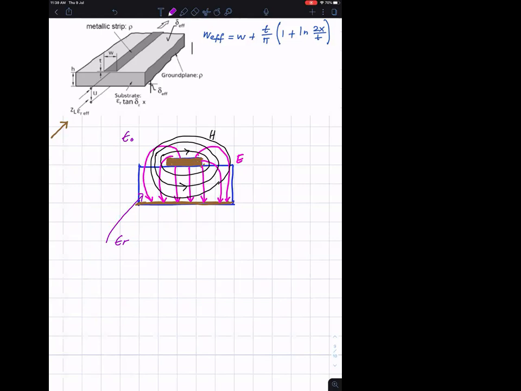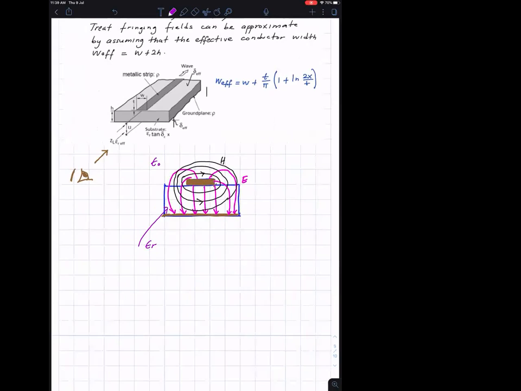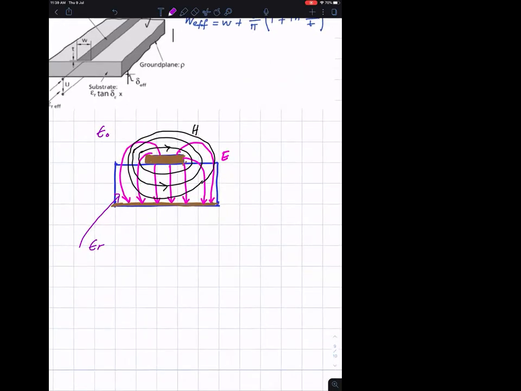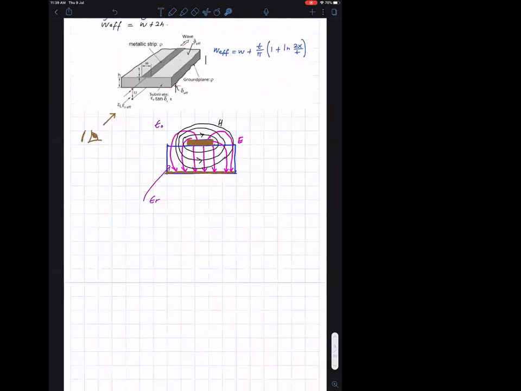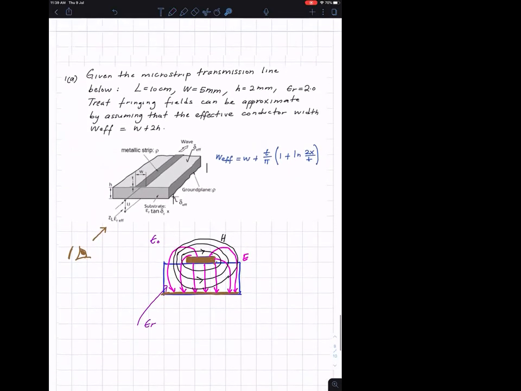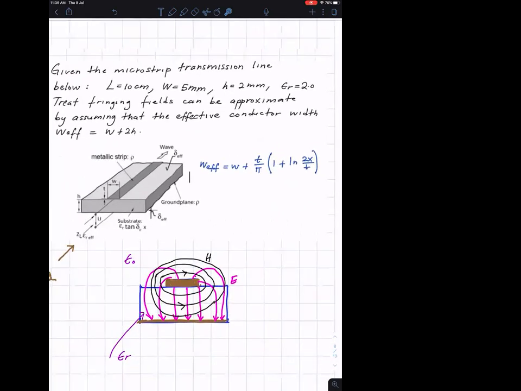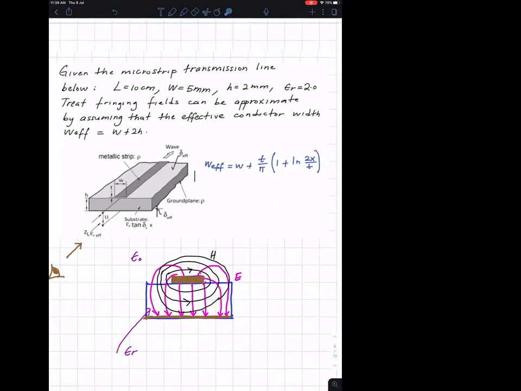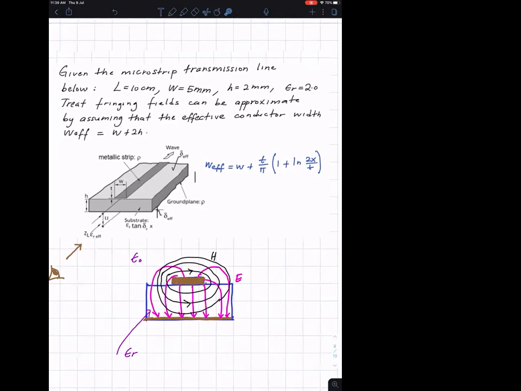So the dielectric constant in this case consists of two. Epsilon r. Now the field is in two places. It is inside the substrate and also outside the substrate. Therefore, we're going to have an effective dielectric. When you have an effective dielectric, there's a formula for that. If you have an effective dielectric, that means you also have an effective width.